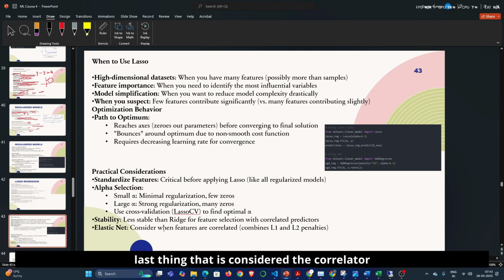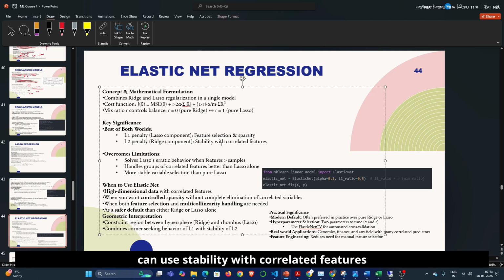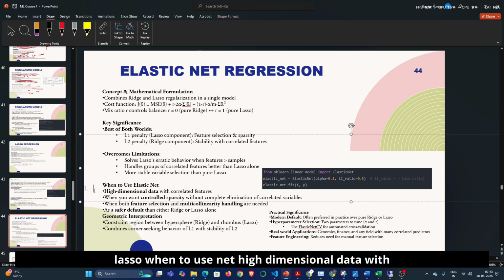Now this, Elastic Net, is considered for correlated features and combines L1 and L2 penalties. The combination of these two. So plus this is the L1 term, this is the L2 term, and r is our hyperparameter here. Feature selection and sparsity, with stability for correlated features. It gives less erratic behavior when features are more than samples. It handles groups of correlated features better than Lasso alone and gives more stable variable selection than pure Lasso.